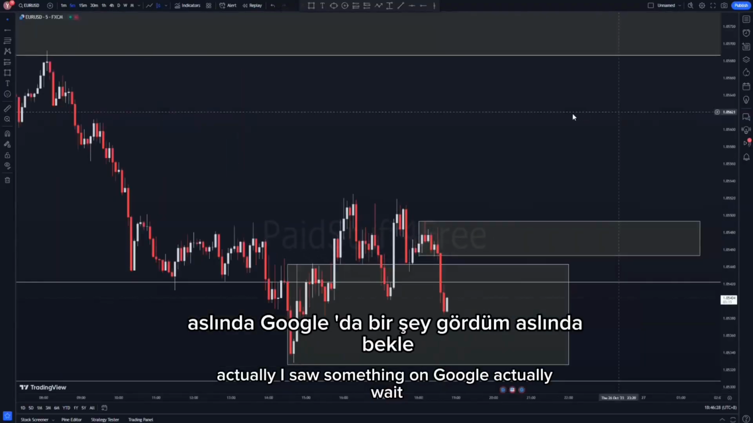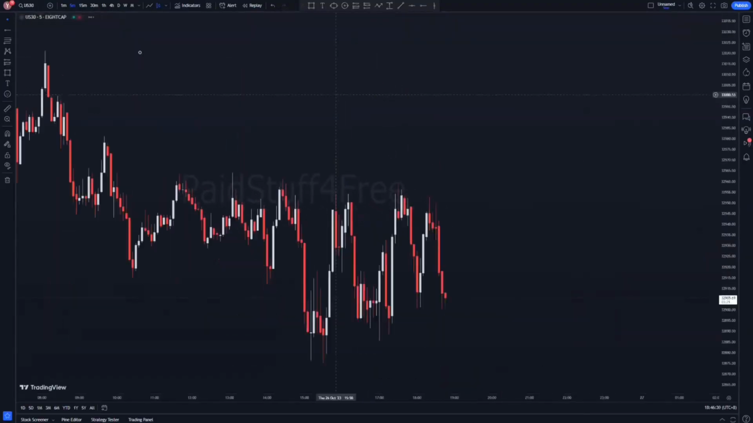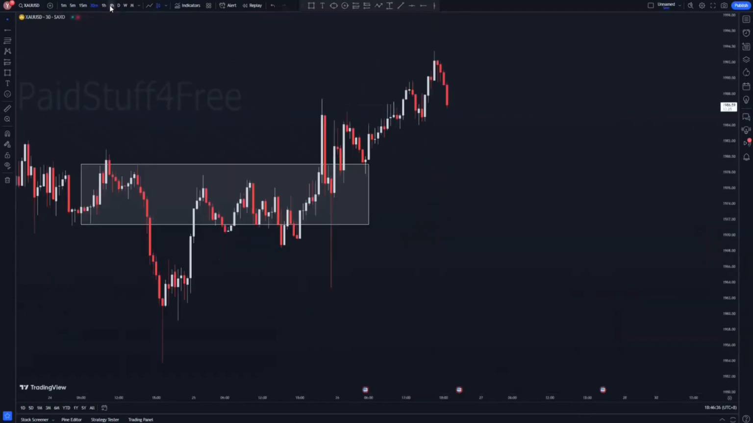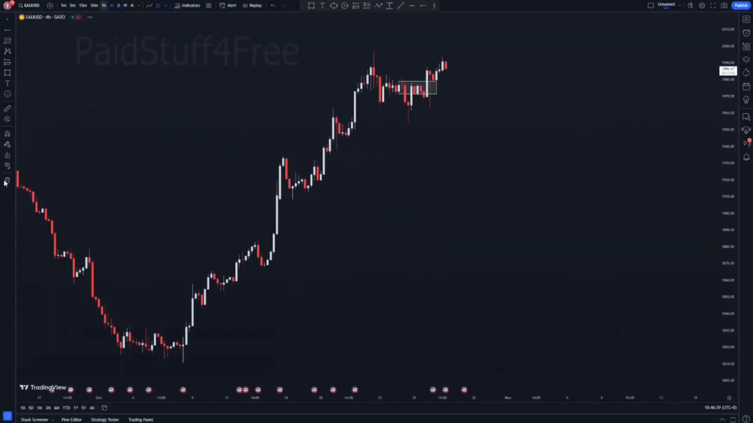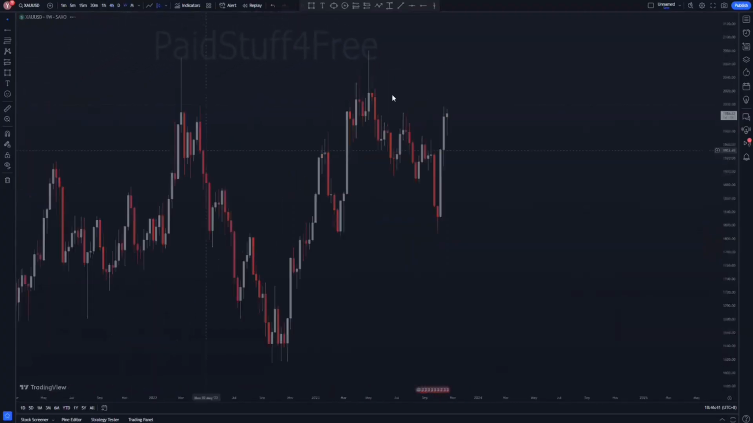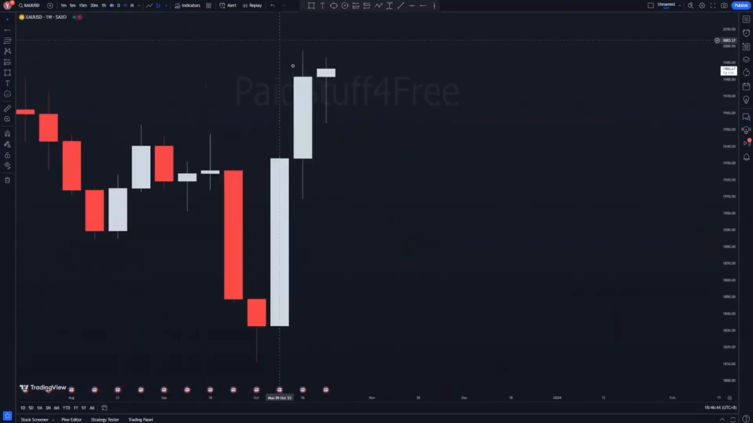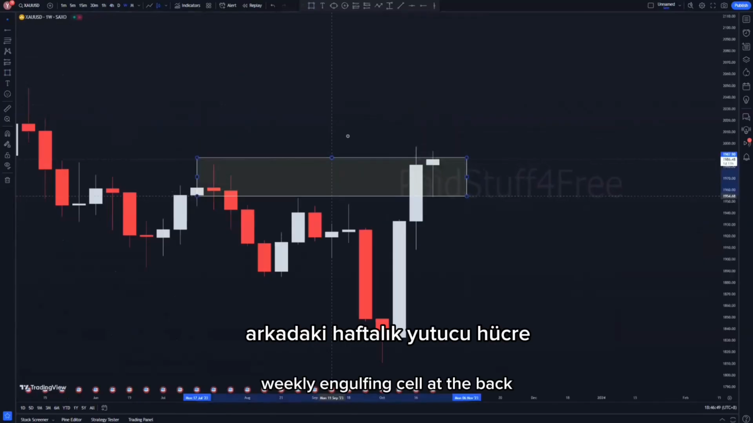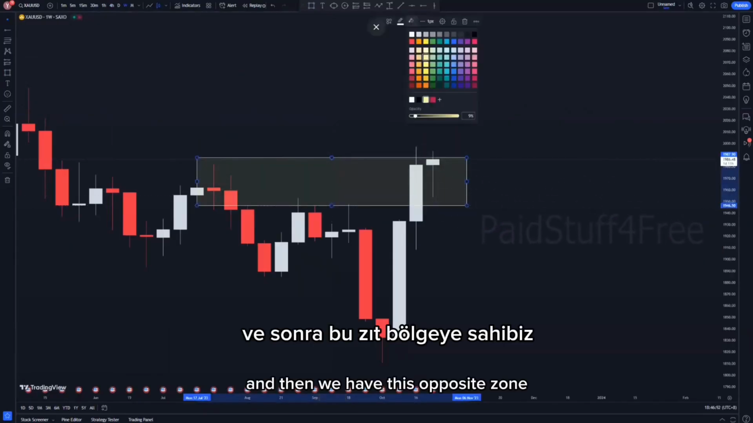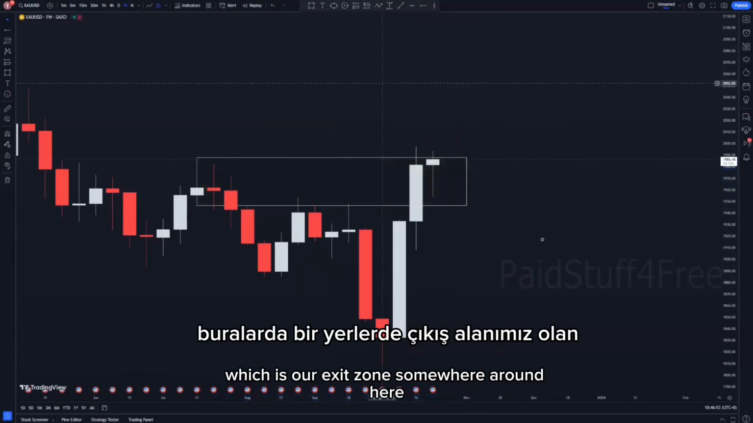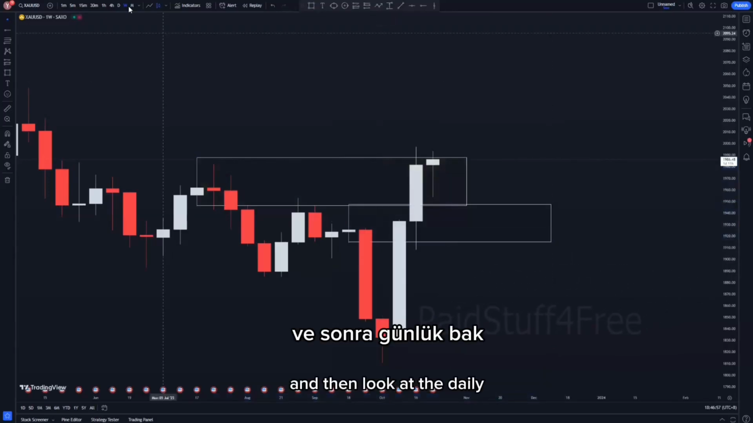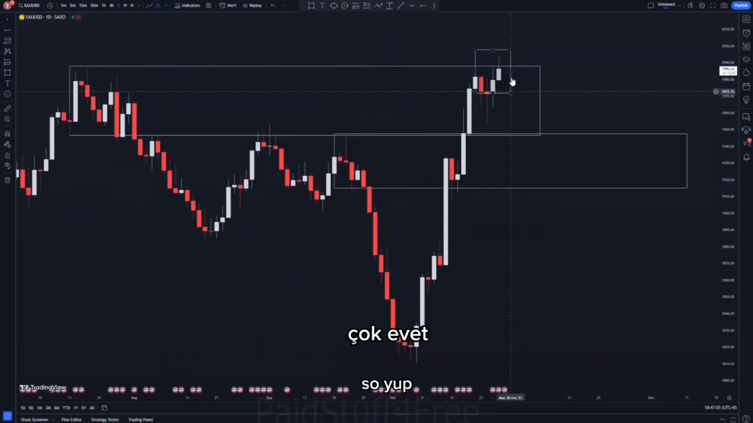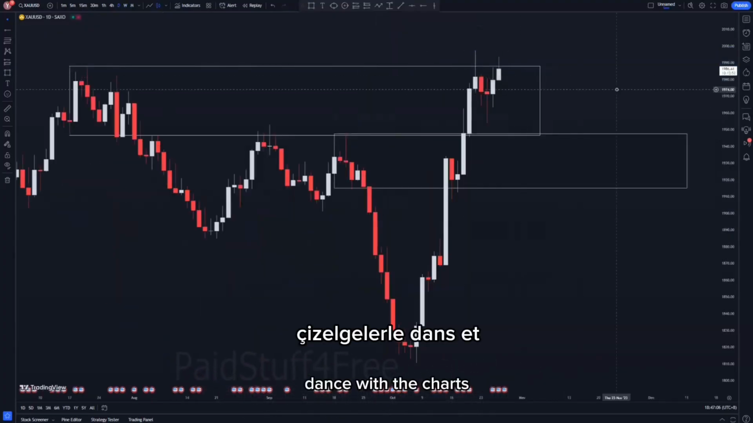Actually, I saw something on gold. We had this engulfing sell at the back, on weekly. And then we have this opposite zone, which is our exit zone somewhere around here. And then look at the daily. Daily created this engulfing sell. So you guys know what to do, right? So yep, dance with the chart.